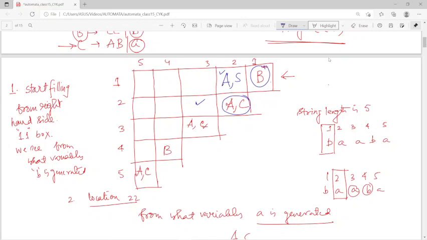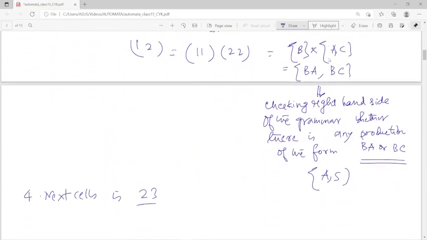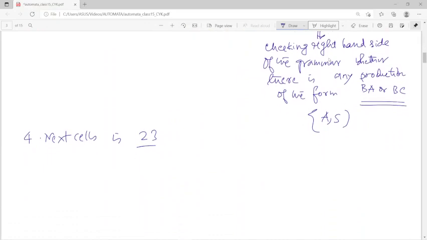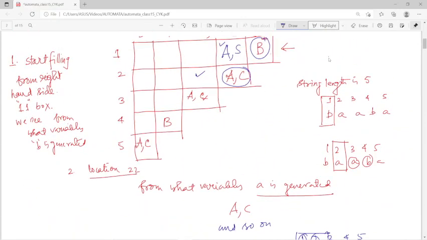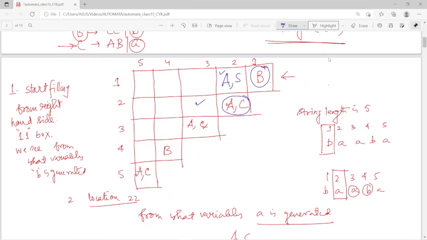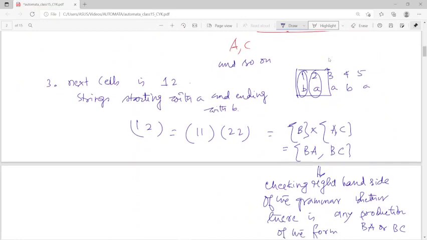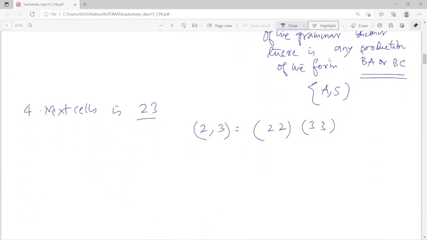So if we are finding the 2 3 cell, it means we can write 2 2 and 3 3, right? The 2 2 cell is AC, and the 3 3 cell is also AC. So if we draw a Cartesian product, that means this is AC Cartesian AC. So this is AA, AC, CA, CC.